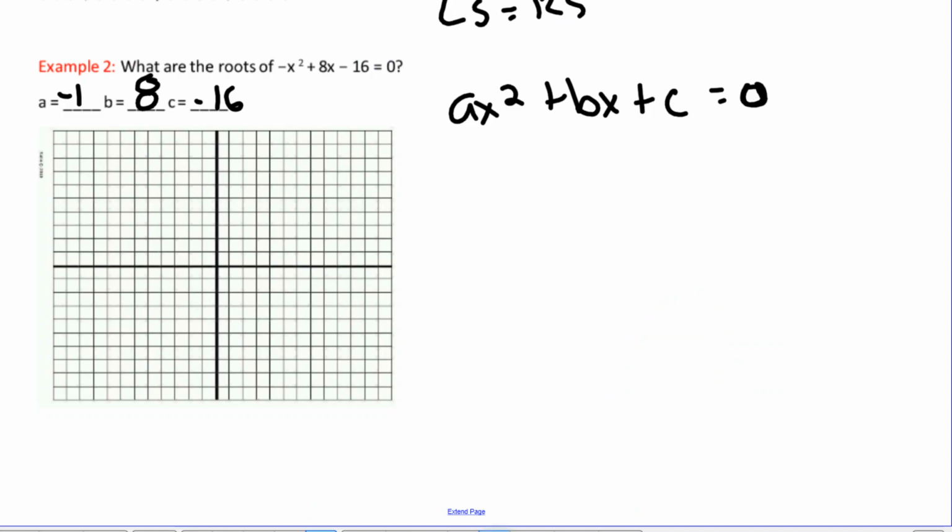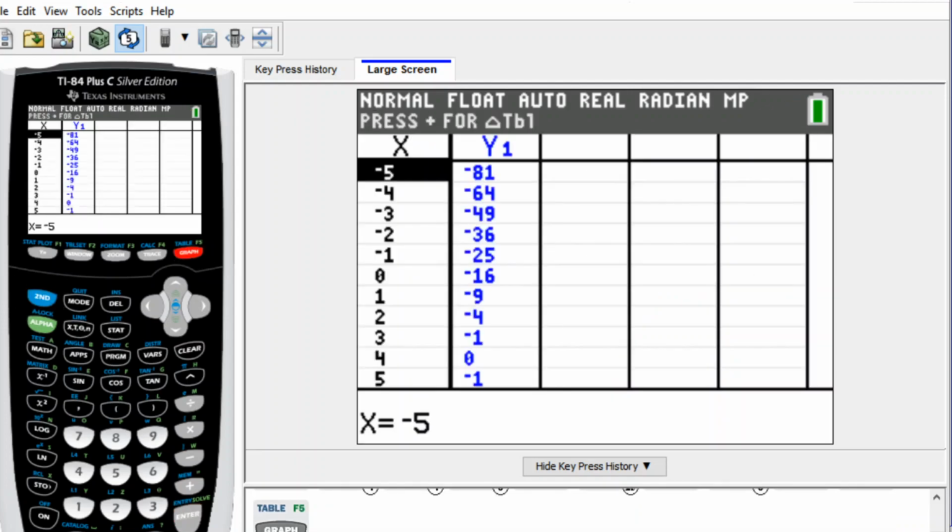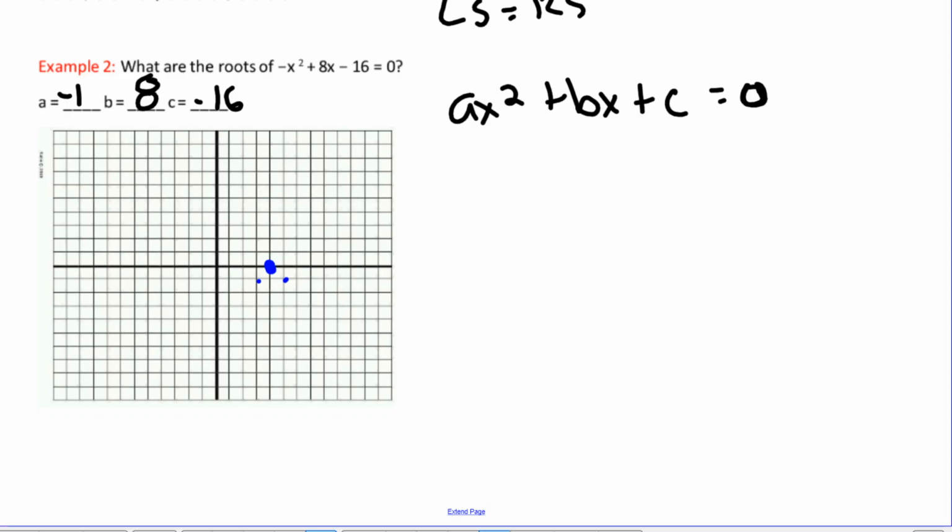So let's plot that point on our graph. 4, 0. This thing opens downward because of that negative a value. And it looks like we have a y-intercept of negative 16 coming from that c value. So I could plot some points, right? I could look at my table. Second graph gives me the table, just so I can plot some nicer points. So at 3, we're at -1. At 2, we're at -4. Right, just so we can get a good representation of this graph.